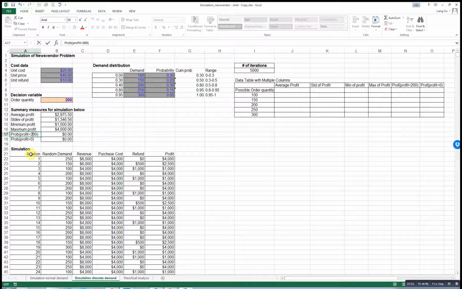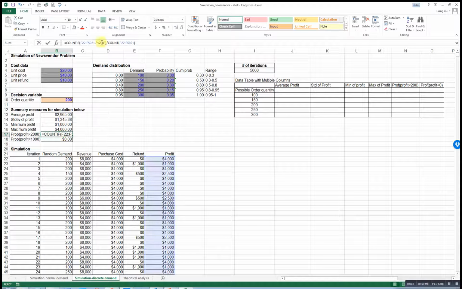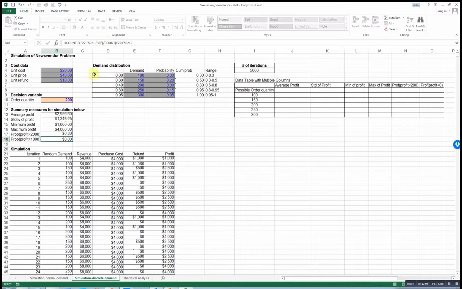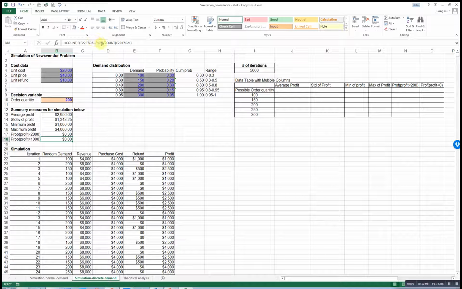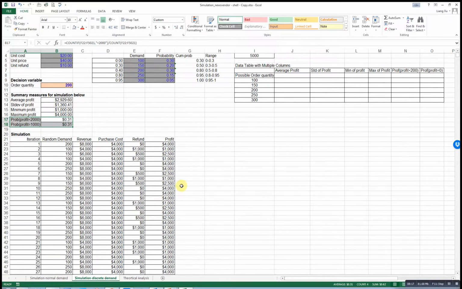And we have to change the formula correspondingly, 2,000 and equal to 1,000. Oh, it's the same. So there's no way profit is larger than that. But anyway, that's the idea.